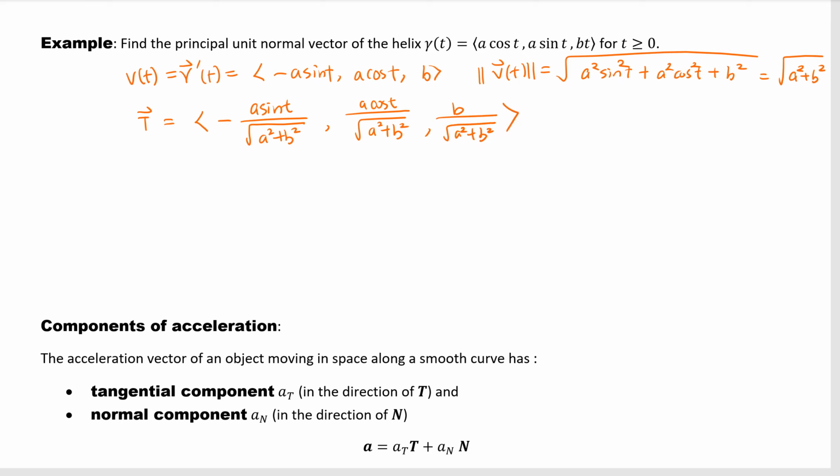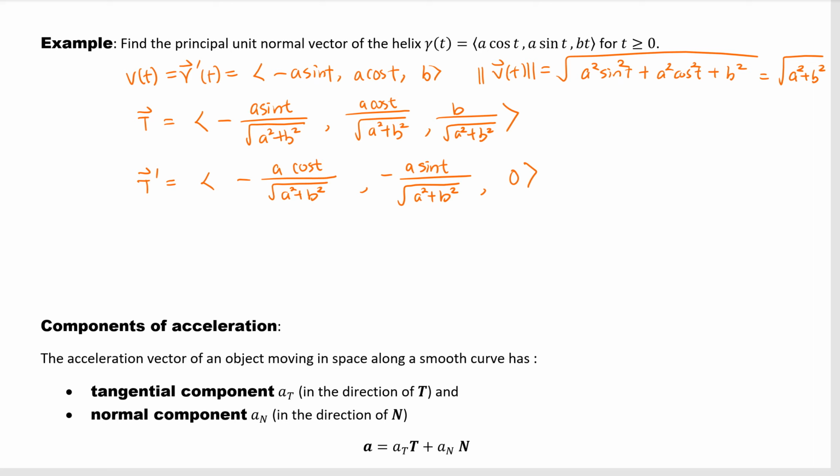Okay, next we want to calculate T prime. So what is T prime? You're going to take the derivative. Well, here a and b are just constants, right? The derivative of sine is cosine, so we get cosine t over the square root of a squared plus b squared. The derivative of cosine is minus sine, so we get minus sine t over the square root of a squared plus b squared. This is a constant, and the derivative of a constant is 0.